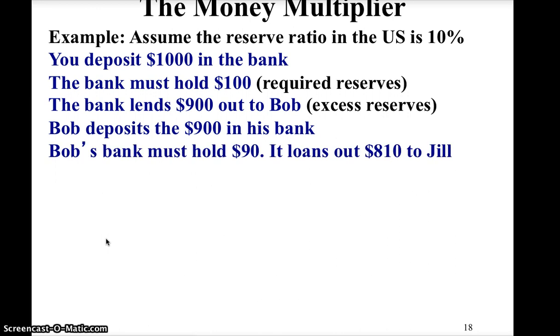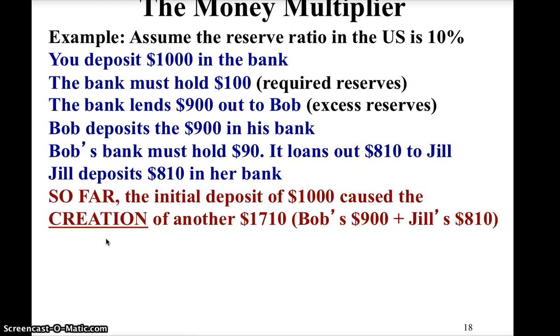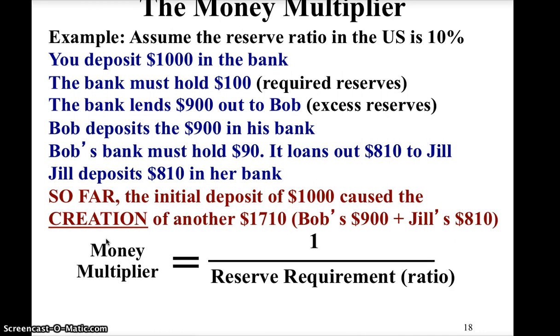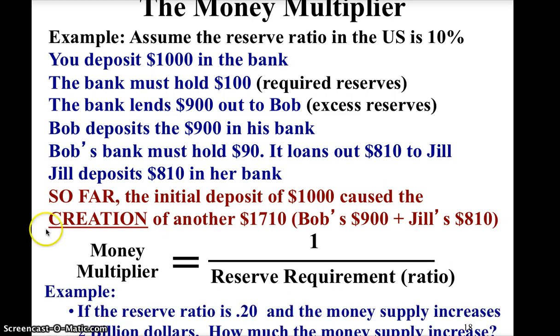Bob's bank has to hold $90, but then loans out $810 to Jill. Jill deposits $810 in her bank, and so on and so forth. So that keeps going until all the money has been used up through loans. So far, the initial deposit of $1,000 has caused the creation of another $1,710 from just the first two rounds. And so we have here the money multiplier is 1 over the reserve requirement ratio. So 1 over 10%, or 1 over 1/10, is going to be 10. And so in this case, the money multiplier is 10.